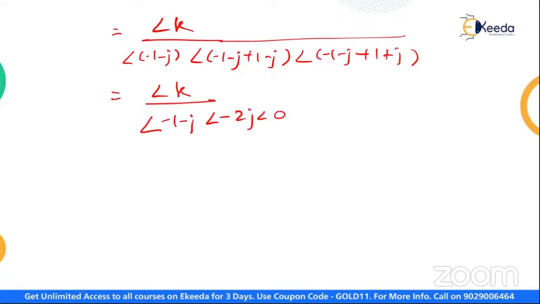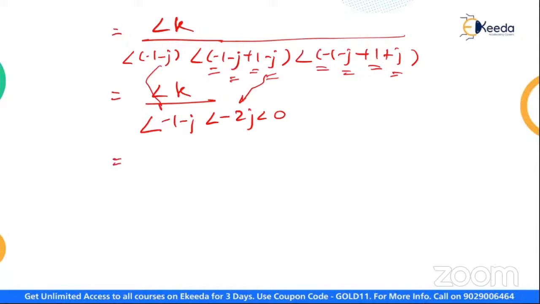See here, -1 plus 1 is nothing but 0. Minus j plus j is equal to 0. Here, -1 plus 1 is 0, minus j minus j is -2j, and here you have -1 minus j. Is it right? Very simple.